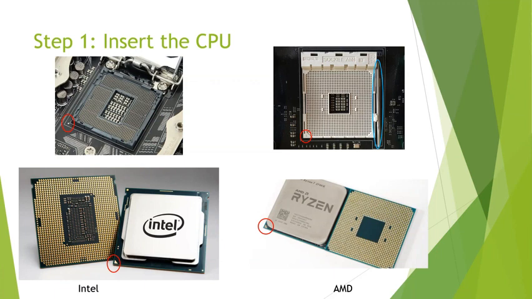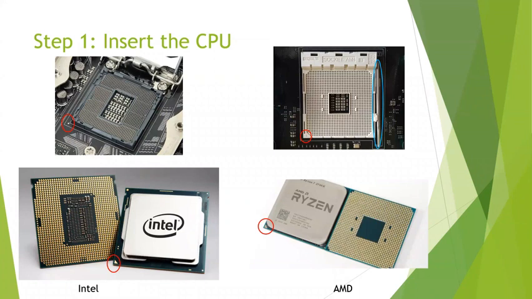And when I say drop, that doesn't mean to literally drop it. What it means is to simply place it down gently into the slot and wiggle it just a bit to make sure it's secure. Once that's done, then you can lower the lever to lock it again.